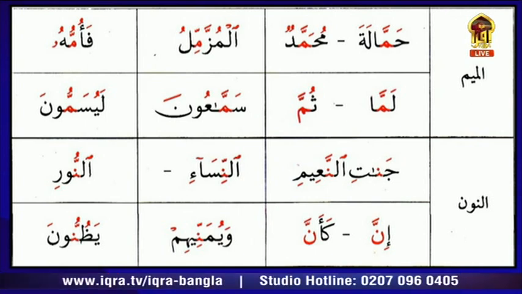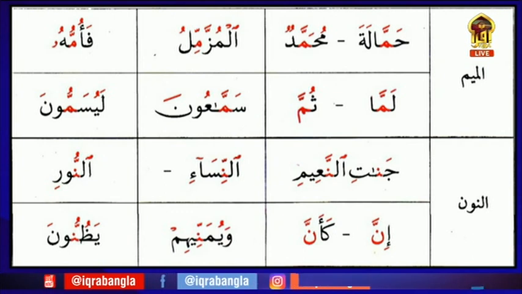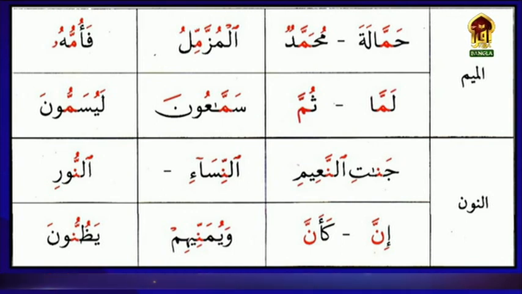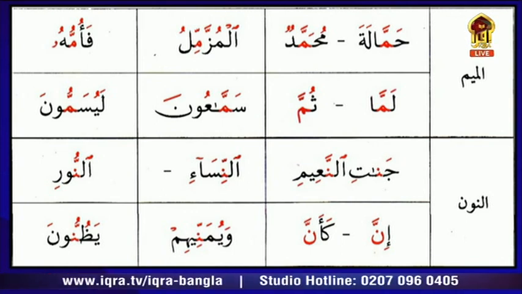محمد ما شاء الله. المزمل، غنة عند ميم المزمل. فأمه, excellent, very good. لما ثم, okay so the ميم, don't prolong the ميم. ثم ثم, ghunna at the meem. سمعونا, okay good. لا يسمونا, ghunna at the meem. That's good. Very good.